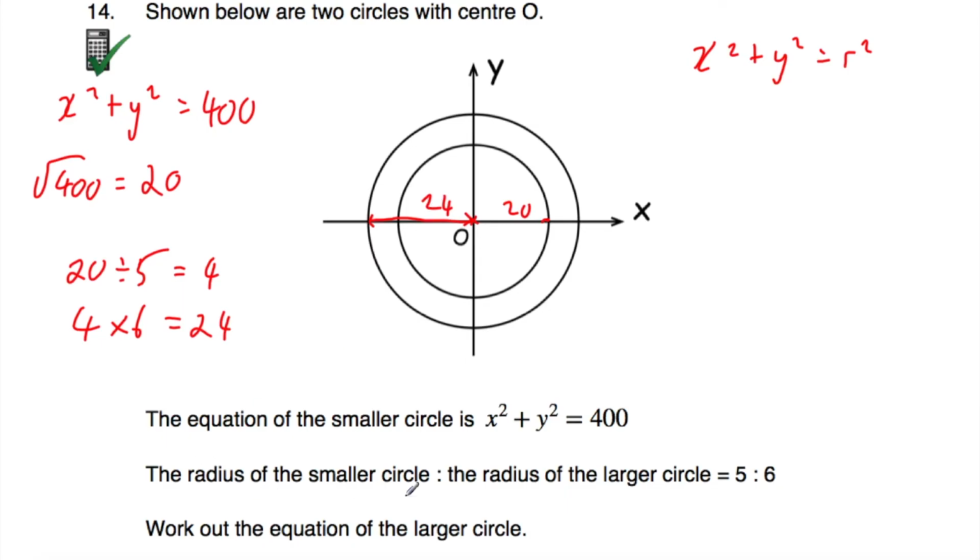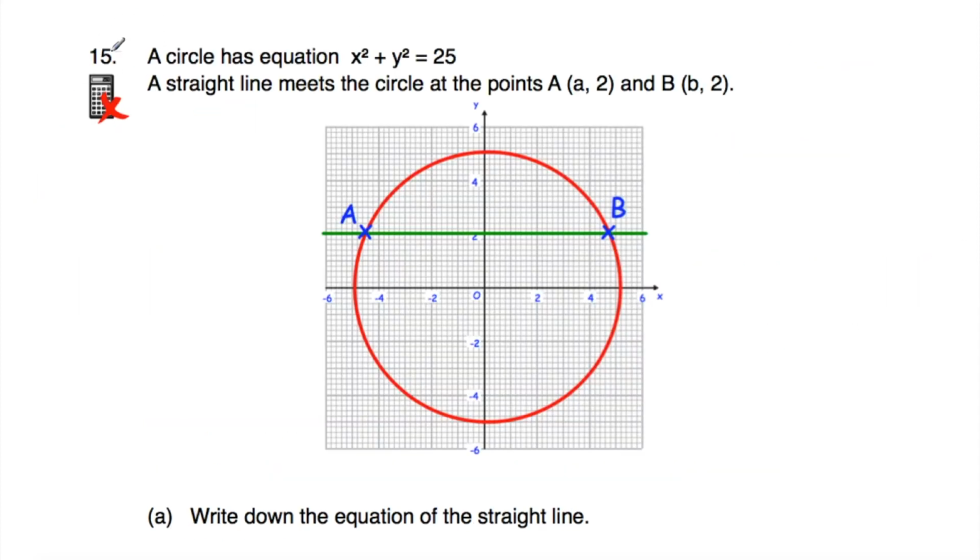And the question says work out the equation of the larger circle. So remember, it's in the form x squared plus y squared equals the radius squared. So it's going to be x squared plus y squared is equal to the radius of the larger circle, which is 24, so 24 squared. Now we could leave it like that, or we could square the 24. And it's a calculator question, so I'm going to square that 24. So x squared plus y squared is equal to 576. So that means the equation of the larger circle is x squared plus y squared is equal to 576. And that's it. Okay, so let's have a look at question number 15.